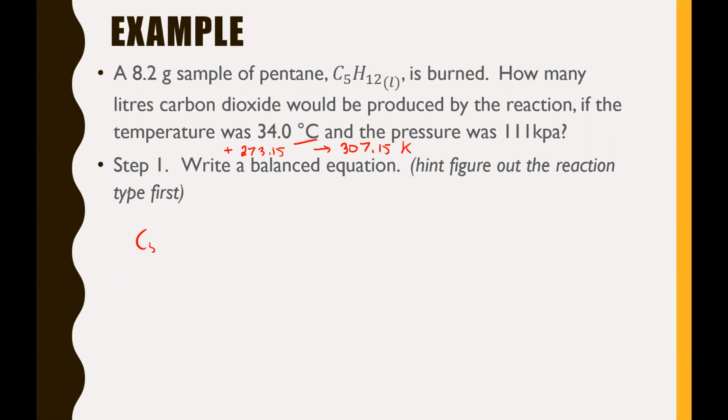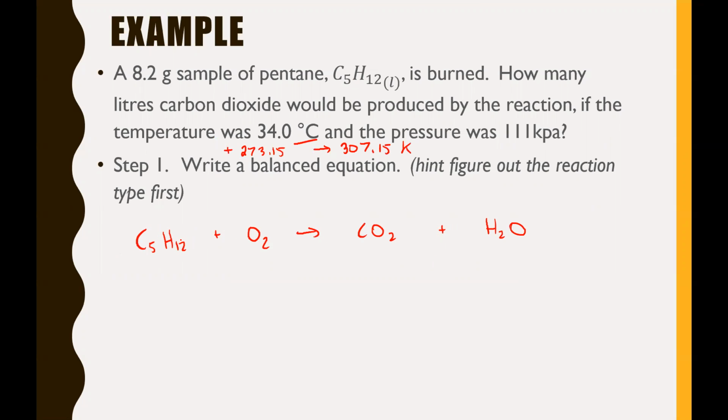We'll have C5H12 plus oxygen. And that's going to produce two things. It's going to produce CO2 and it's going to produce H2O. That's just classic hydrocarbon combustion. That always gets produced when you're burning a hydrocarbon.